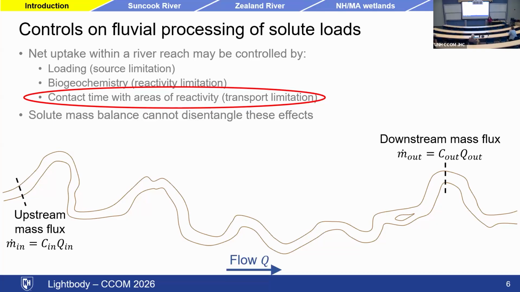So one way, if we're looking at reach scale uptake, we're really interested in the change of mass flux from the upstream to the downstream end. We're interested in whether that is reduced or whether it increases as we're moving downstream. However, just looking at that sort of black box approach, those reach scale averages, it's affected by all three of these aspects. And so we cannot disentangle those effects just by looking at a solute mass balance. So if we want to understand what's driving that overall reach scale uptake, then we need to use some different tools.